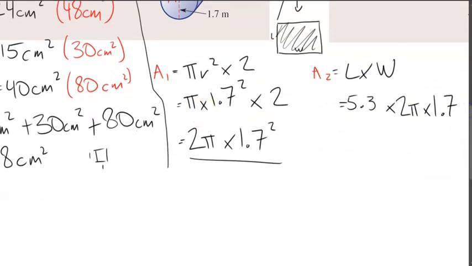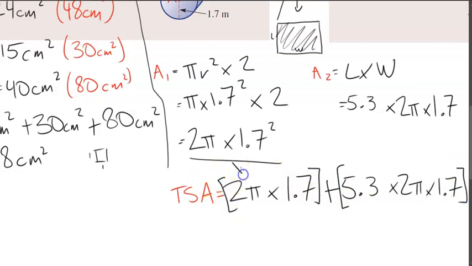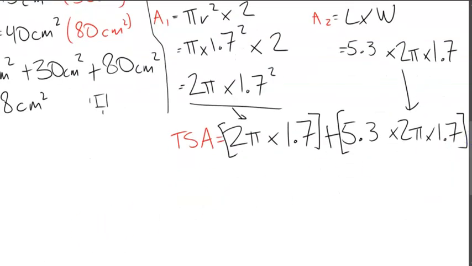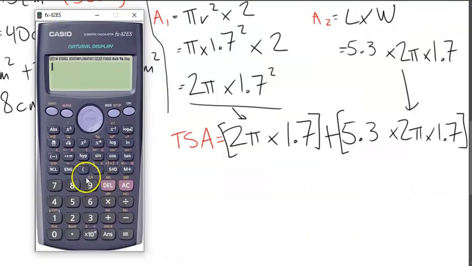So to get the total surface area, it's this first part we found out, 2 pi times 1.7 squared, plus this part that we found here for the rectangle, 5.3 times 2 pi times 1.7. And I'll just put these in brackets to show you the origins of where these came from. This one from here, and this one from here. So our total surface area, in this case, this is where we can use our calculator to figure this one out. So let's put this all in the calculator.